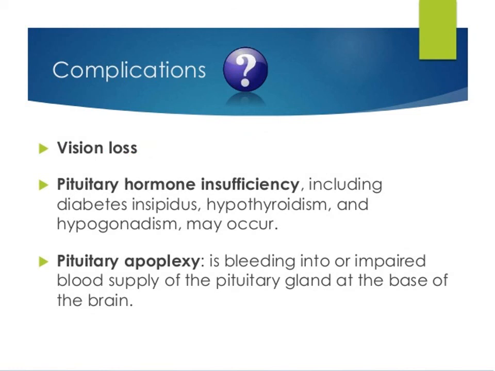Complications: it can lead to vision loss due to mass effects. Pituitary hormone insufficiency, including diabetes insipidus, hypothyroidism, and hypogonadism, may occur. Pituitary apoplexy: when there is a large macroadenoma, sudden bleeding or hemorrhage can take place in the pituitary adenoma, with cessation of blood supply of the pituitary gland at the base of the brain, leading to pituitary apoplexy, which is a surgical emergency.